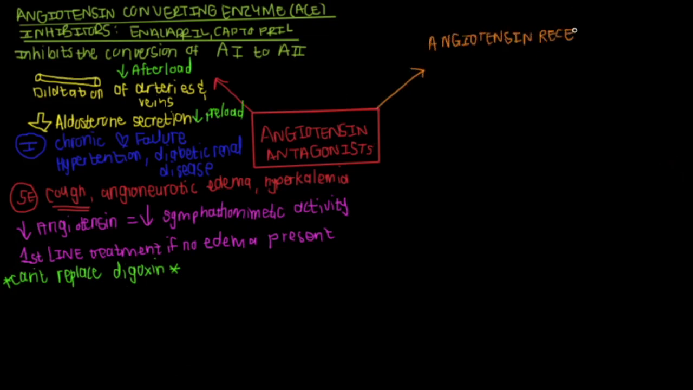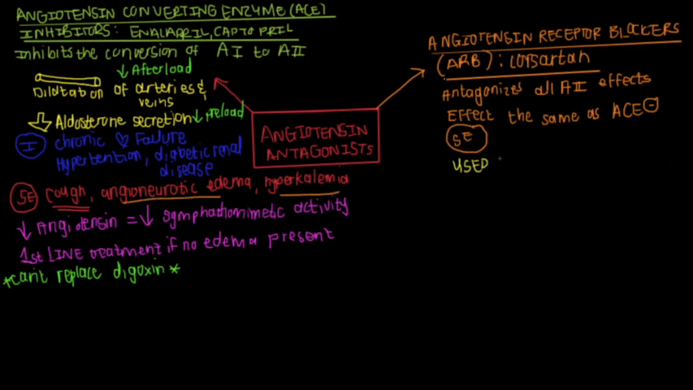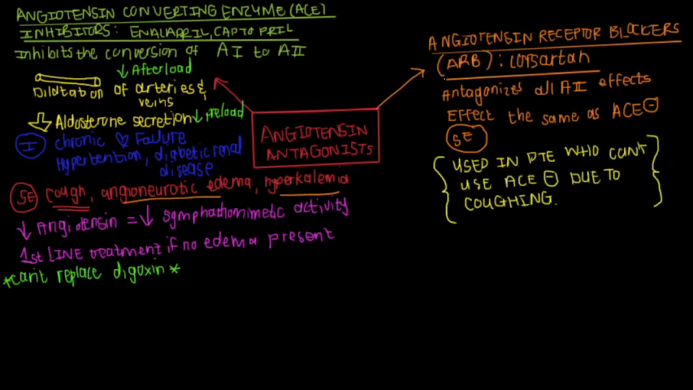Angiotensin receptor blockers. An example is losartan. It antagonizes all the effects of angiotensin 2 by blocking the angiotensin receptor. The effects that it has on the heart are going to be similar to your ACE inhibitors. And we're going to use it in patients that are intolerant to ACE inhibitors due to the side effect of coughing. So side effects for losartan are going to be hyperkalemia as well as angioneurotic edema.